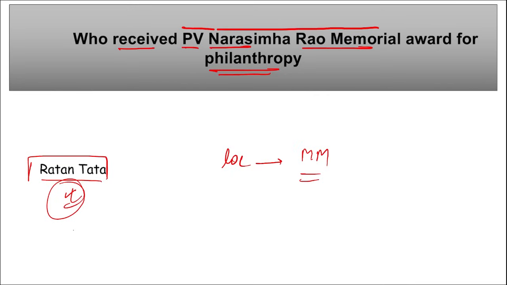And now even in Assam, he is aiming to develop the first semiconductor manufacturing plant in northeast India, right? And two will be in Gujarat. So coming back, if we talk about who received the PV Narasimha Rao Memorial Award for Philanthropy, it is Ratan Tata ji.